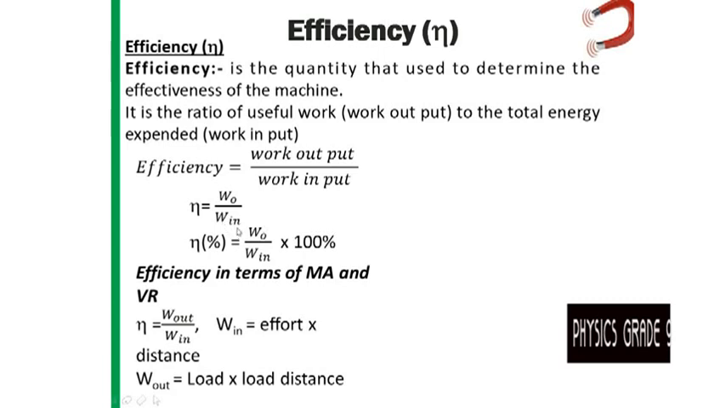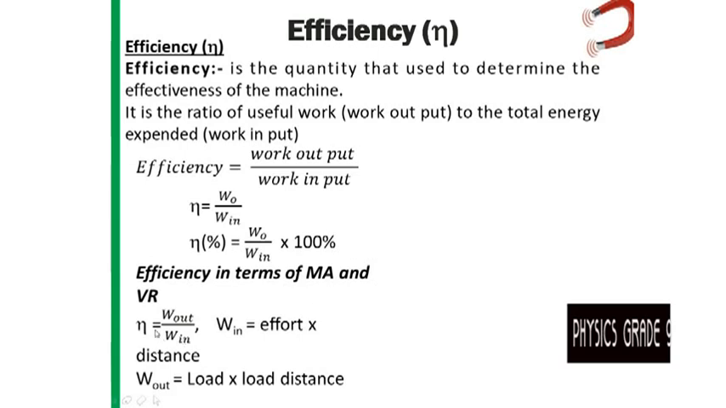And so the percentage efficiency, well, that's just going to be the efficiency multiplied by 100%. Now, you can express efficiency in terms of mechanical advantage and velocity ratio. So how do you do that?